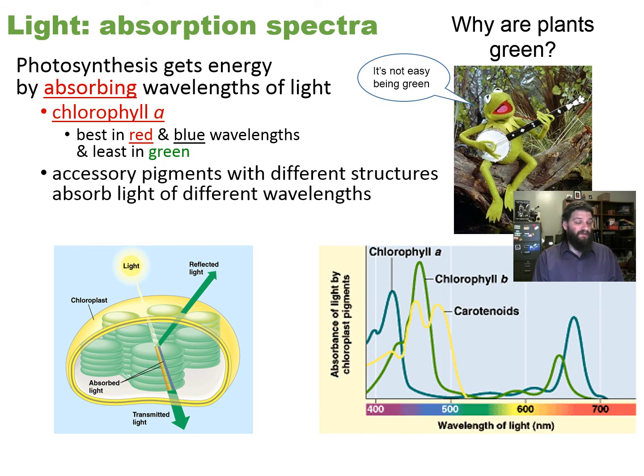Now, there are other accessory pigments, like I said, that are going to be better at absorbing some of the different wavelengths that chlorophyll A is not as good at. Those are the chlorophyll B and chlorophyll C and some of the carotenoids and xanthophylls and fucoxanthins and all of these different accessory pigments. Well, I think we'll stop there.